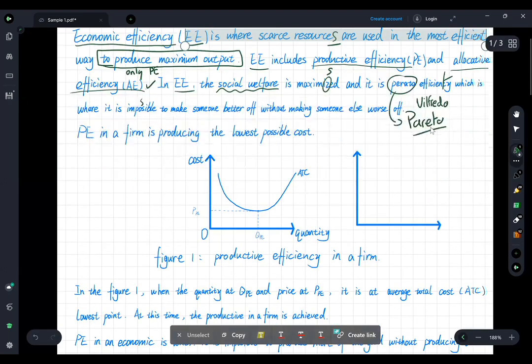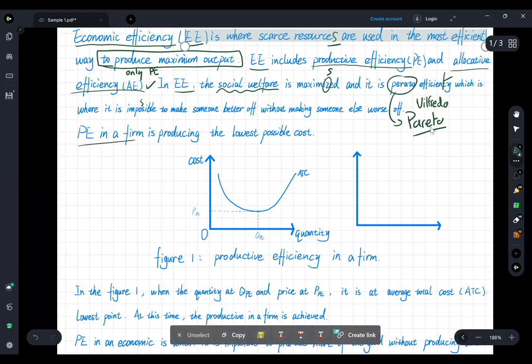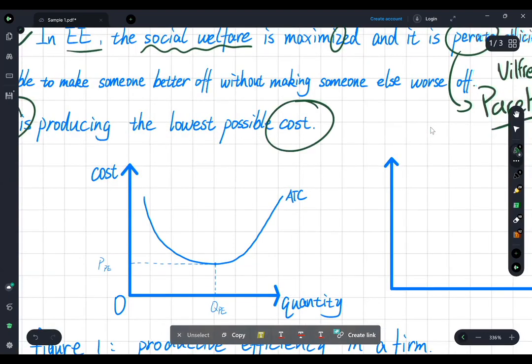Now what do we have? The productive efficiency in a firm. It's very good that the student has distinguished between productive efficiency in the firm and in the economy. "Is producing at the lowest possible cost." This is not extremely clear because what type of cost are we talking about? Is this the lowest possible total cost? Is this the lowest possible marginal cost? Instead, we should say the lowest possible per unit cost, or average total cost, because this is what we are talking about here.